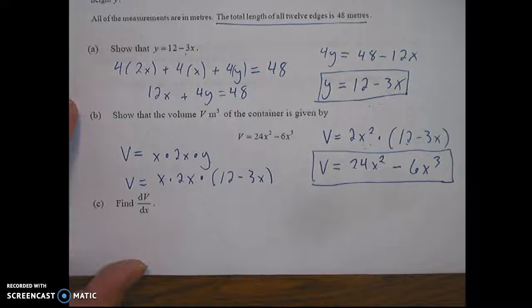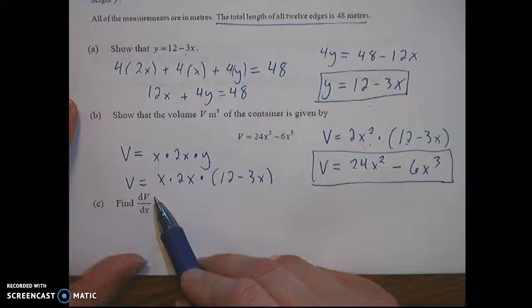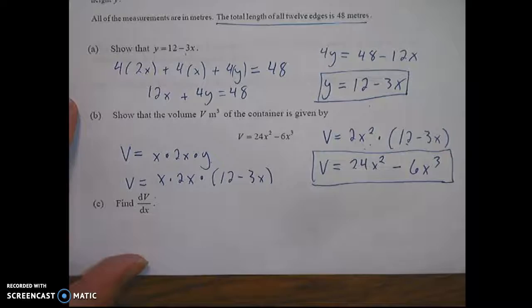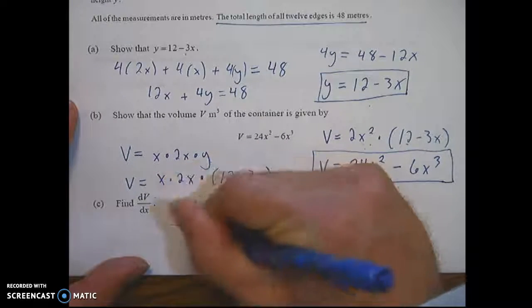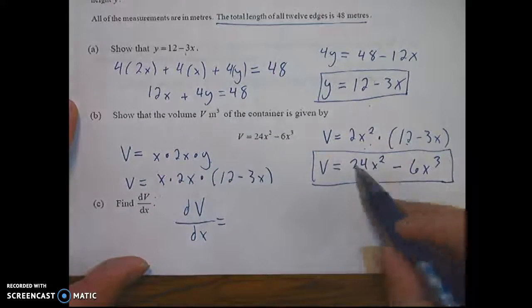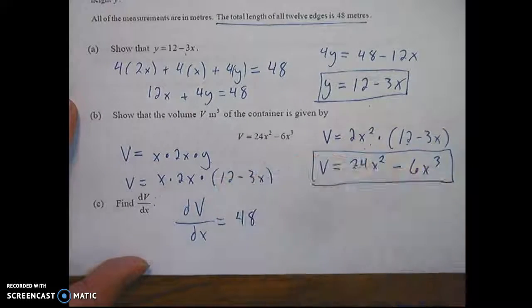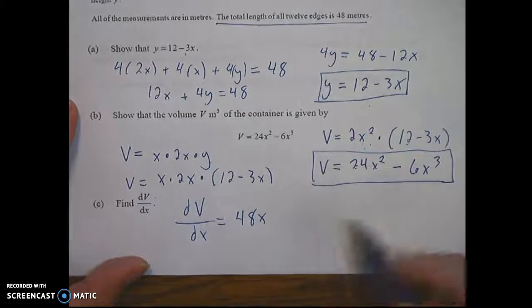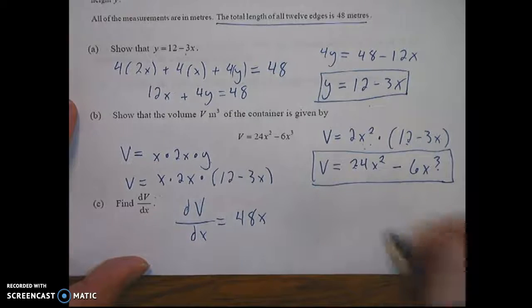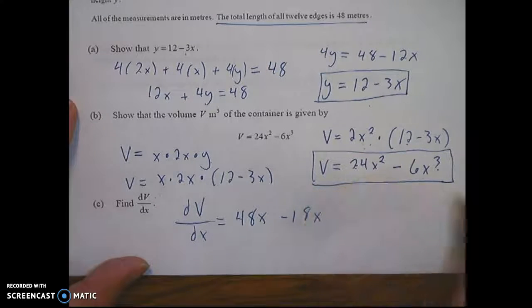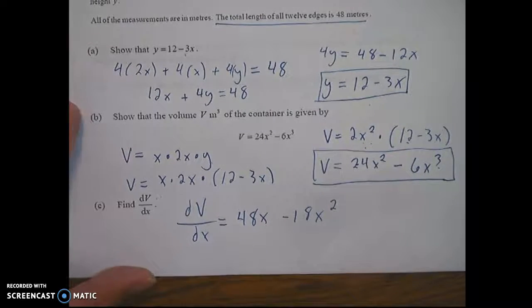So I've got this volume function, and they want me to find the first derivative, the derivative of volume with respect to x. And that's pretty simple. It's simply 2 times 24 is 48x, and 3 times negative 6 is negative 18x squared. So there's my derivative function.